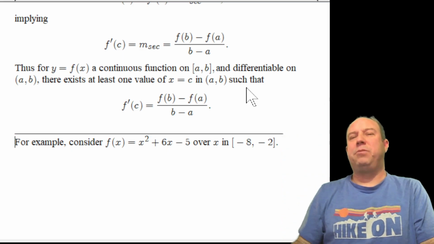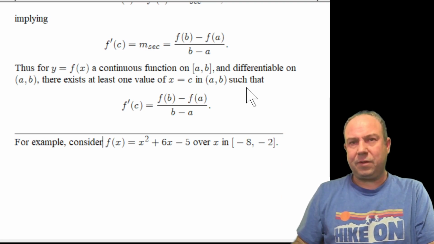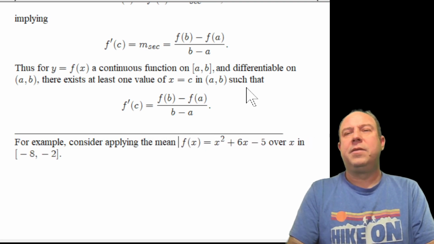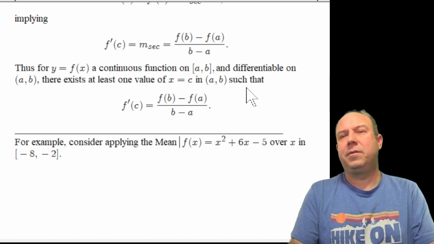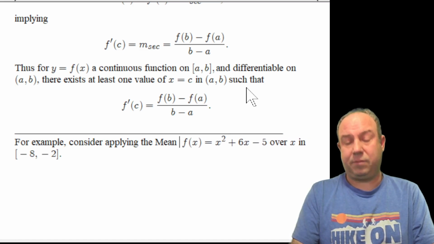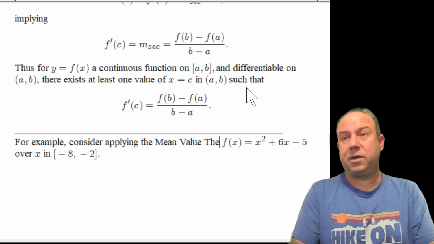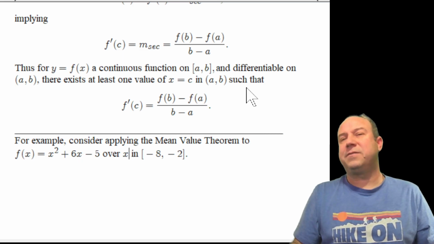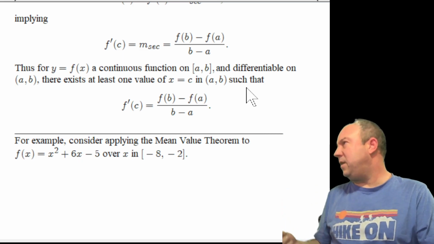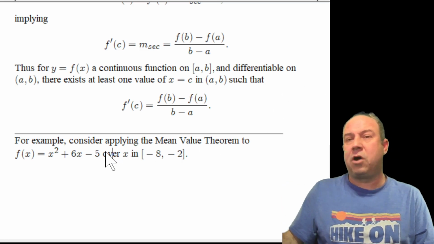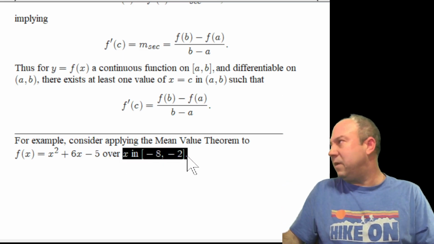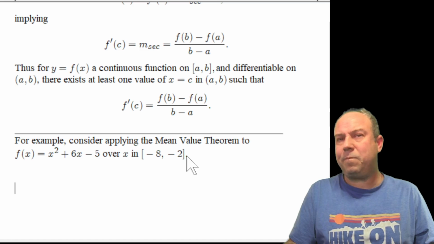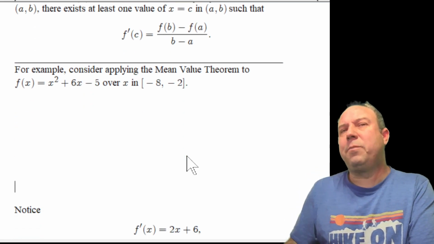We might, for example, consider applying the mean value theorem, let's say it this way, to f of x equal to x squared plus 6x minus 5. That is both a continuous and differentiable function over all values of x, so it will be so over the interval from -8 to -2. Consider applying the mean value theorem.